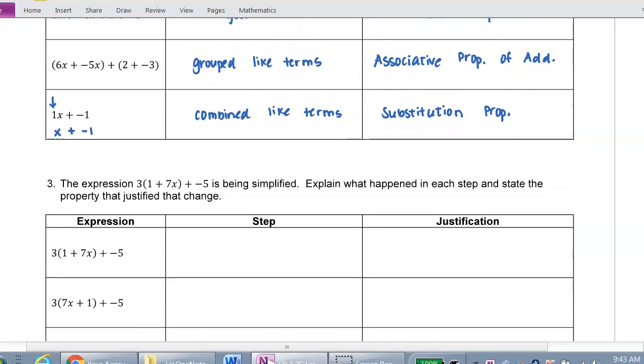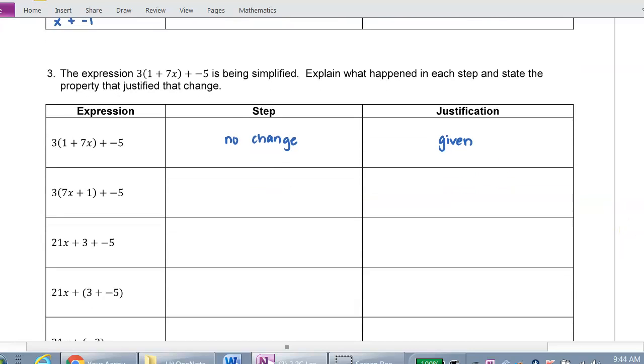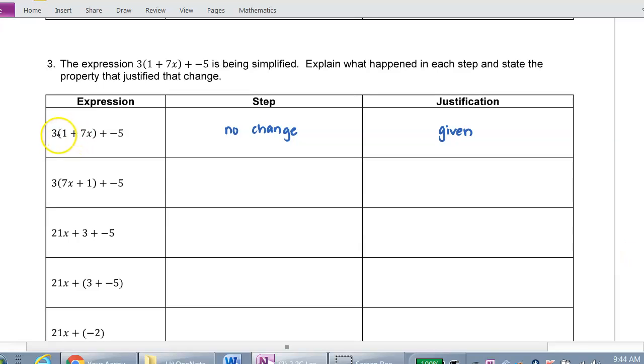All right, last one. Same idea, new expression. This time we have three groups of 1 plus 7x plus negative 5. And of course, we see that in the first line of the table. There is no change between what was in the directions and what's in the first row of the table, and that's because it's the given expression. But if I make my way down the table, so I'm looking at the second row, I expected them to distribute the 3 like they've done the last couple of times, but they haven't done that yet.